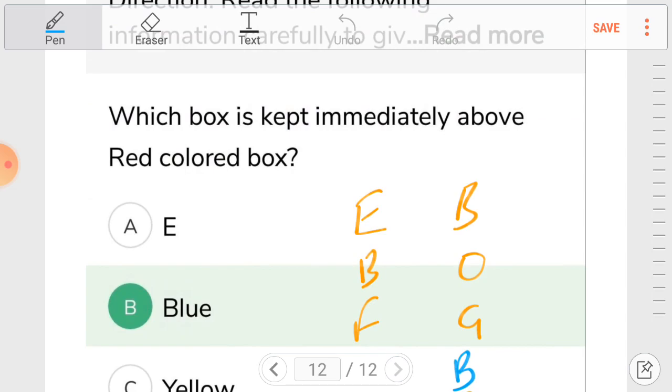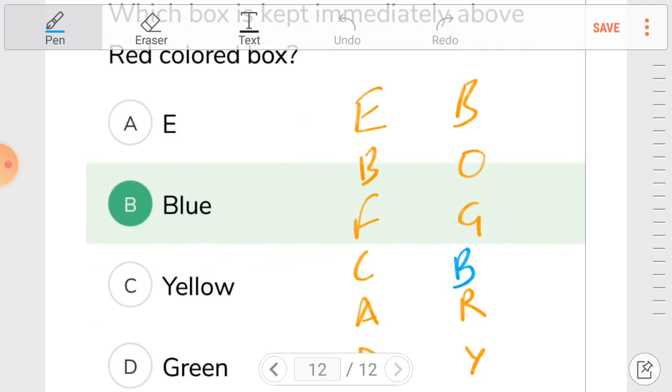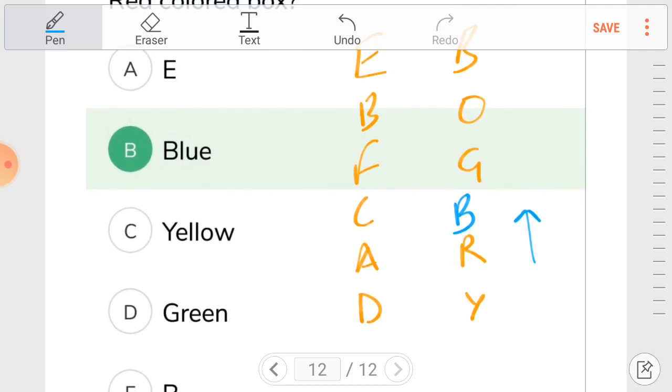Which box is kept immediately above the red color box? So above the red color box, the blue color box or C box is placed. So option B is correct.